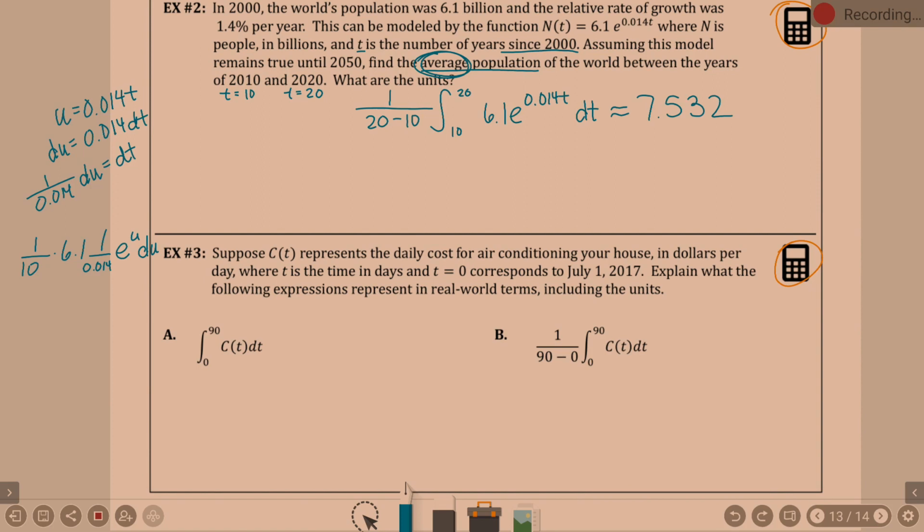Now, the other question: that is our average population. What are the units? In other words, put this answer in words. Billions? I don't know. Wait, what was the question? Average population. Population is in billions. I think the average population between 2010 and 2020 is approximately 7.532 billion. People? Yep. My answer key sounds right. I have written in mine, average population of the world is approximately 7.532 billion people between 2010 and 2020. We're talking about units and explaining this.